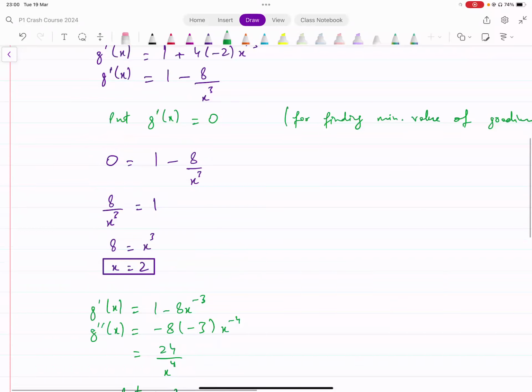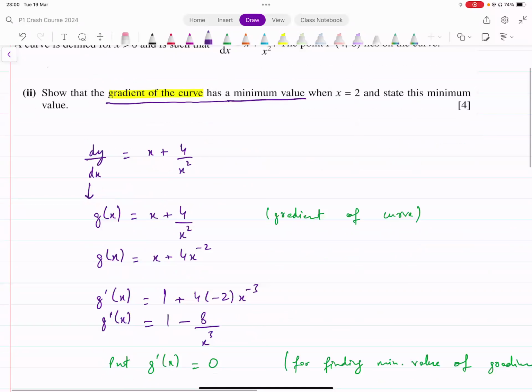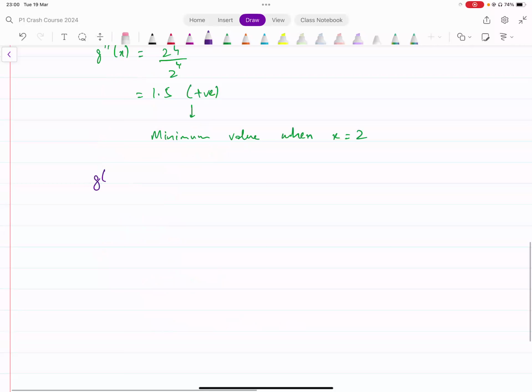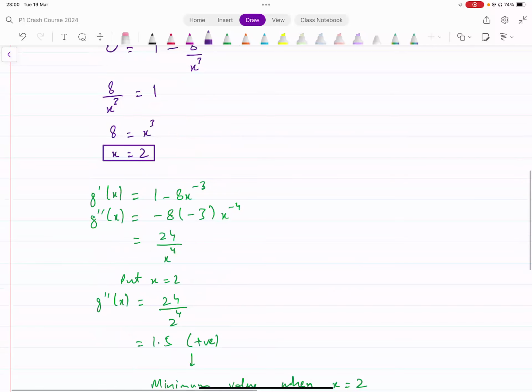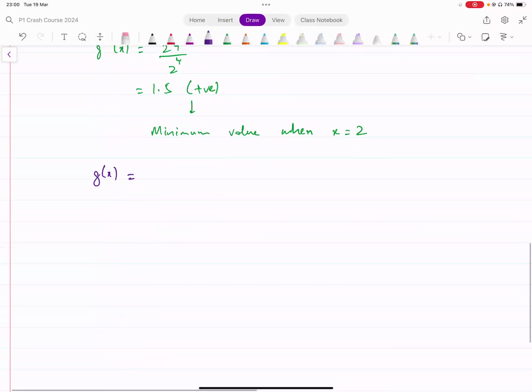Now it says, state this minimum value. What's that minimum value of gradient that we're talking about? You have the gradient function now. What was the gradient function? The gradient function was x plus 4 over x squared. Just put that value of x back here. When you input x equal to 2, you get g of x equal to 2 plus 4 over 2 squared. That's 2 plus 1, and that's 3.